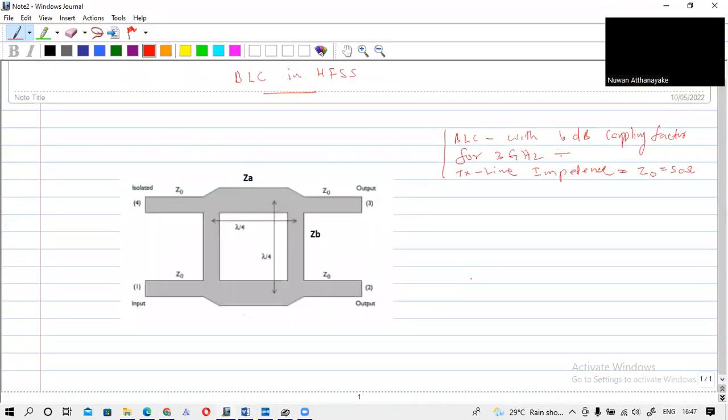I think you know about branch line couplers. You may have learned them in your theoretical classes. You can see that this is a 4-port network. This is the input port, this will be our output port, this is the coupling port, and this will be the isolation port. So there are 4 ports.